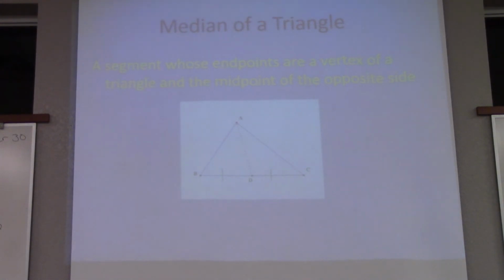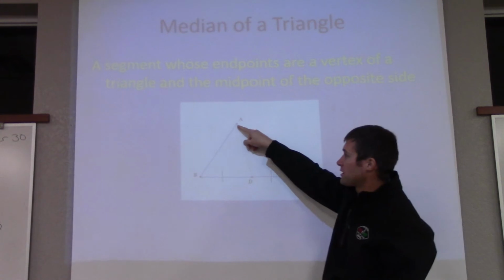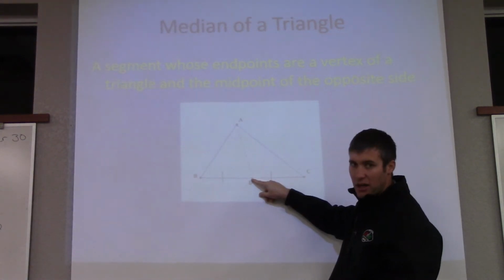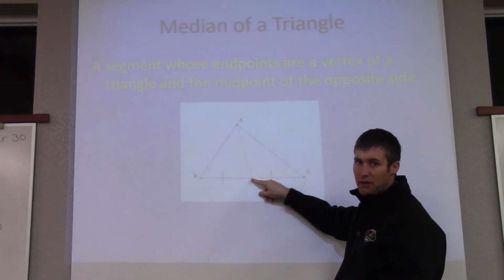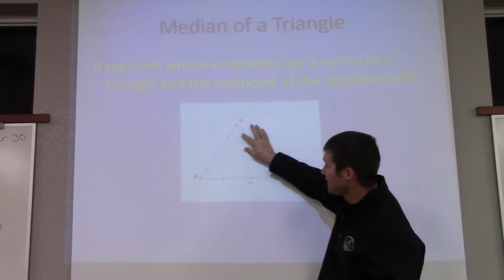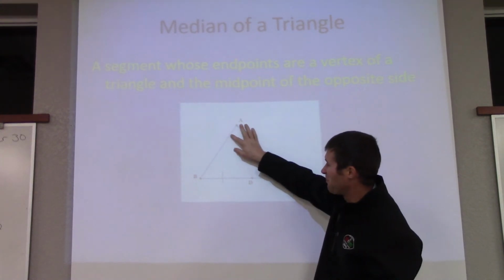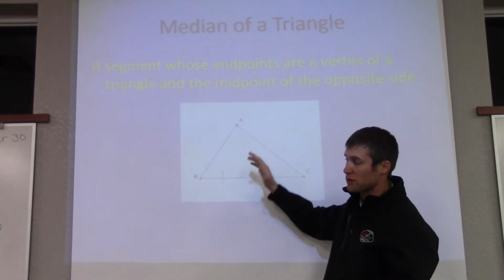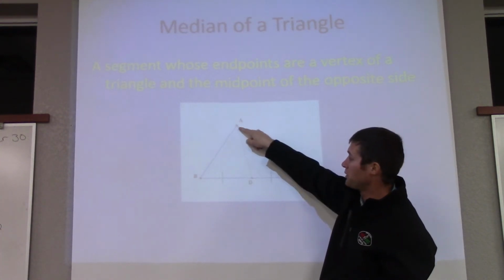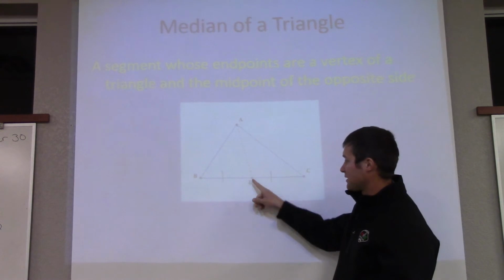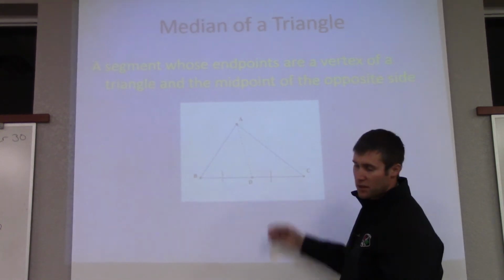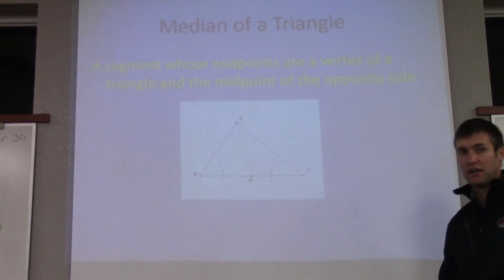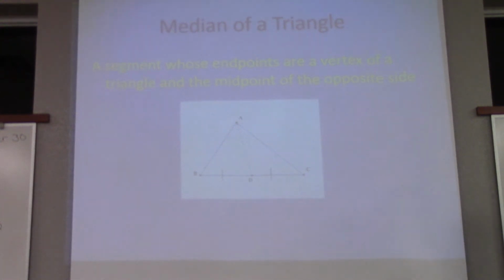Now we're going to go over a couple things. The median just goes from a vertex and it bisects the side opposite of that vertex. It's not saying that it bisects this angle, so we don't know that these parts are equal, but we do know that it bisects this side. So if this side were 6, this side would be 6. So that's the median, from the vertex to the opposite side, and bisects it.